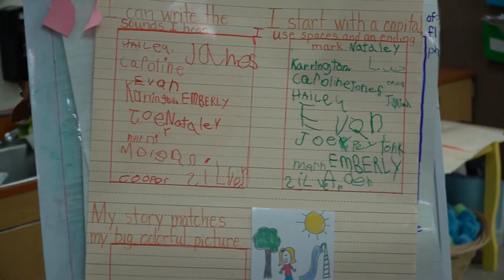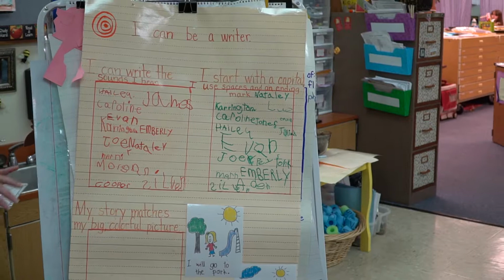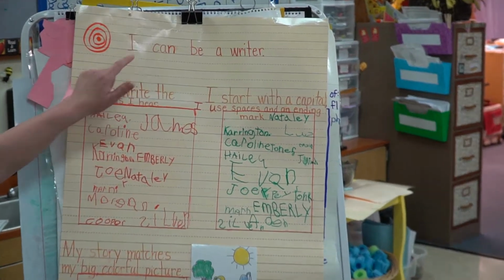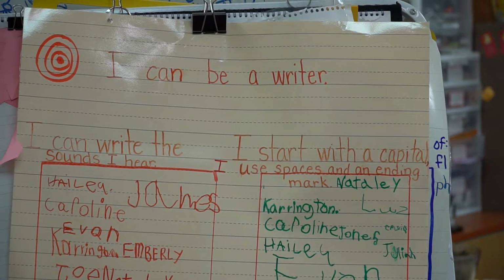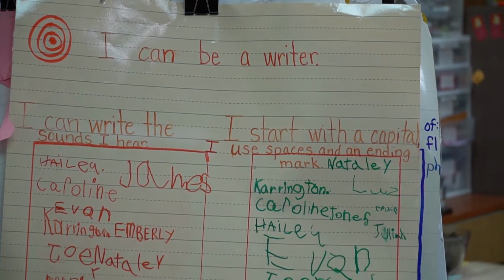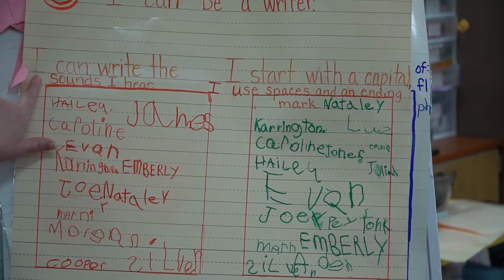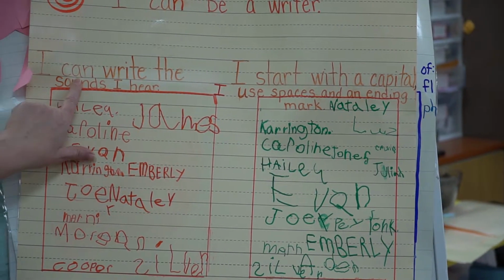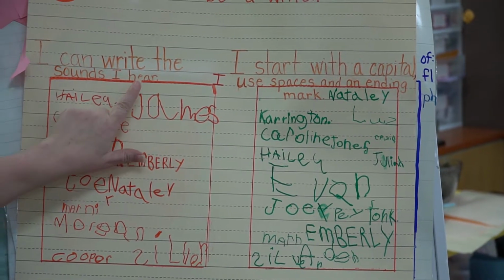But before we start our writing, we need to take a look at our poster, right? So, Carrington, what does that say? I can be a writer. You can be a writer. Now, to be a writer, there are some things that you need. The first block, let's read it. I can write the sounds I hear.